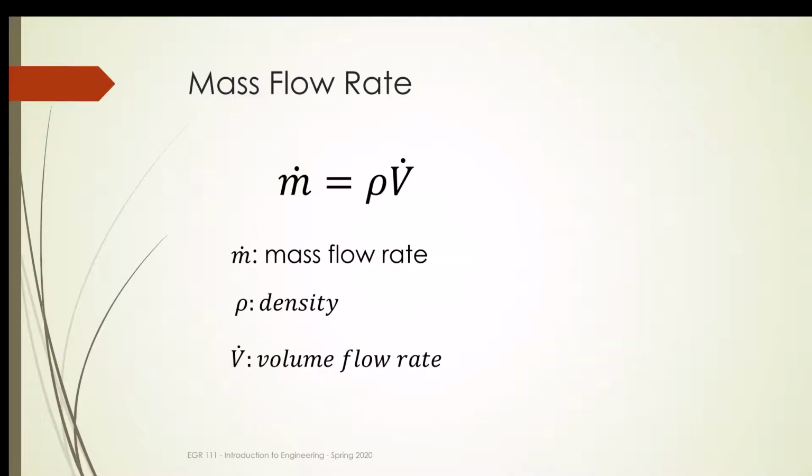Mass flow rate can be found just by multiplying the density times the volume flow rate, okay? So that's simply that. Mass flow rate equals density times volume flow rate. Remember, density is in terms of mass per unit volume. So in the final equation, if you put in the units, mass per unit volume times volume per time, it comes out to be mass divided by time.